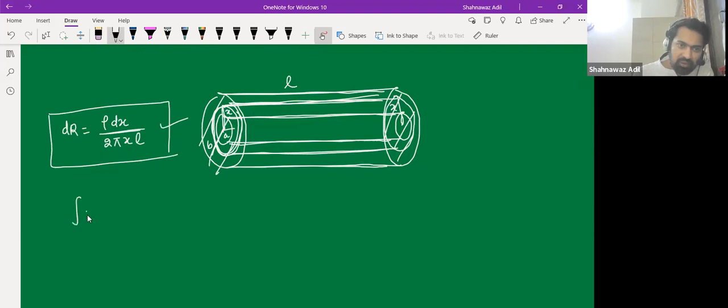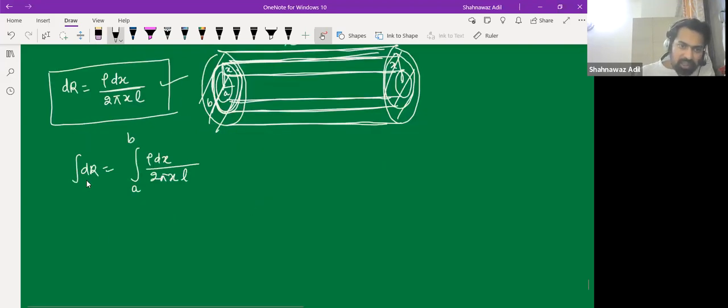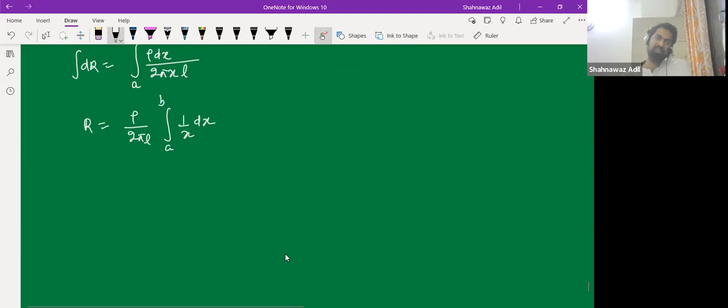So that will give me the whole resistance. So this would be the integration of dr, and this would be rho dx divided by 2 pi x L, from A to B, right? So then this is R. Rho is constant, 2 pi L is constant. So then this would be the integration from A to B of 1 by x dx. And what is this integration, guys?